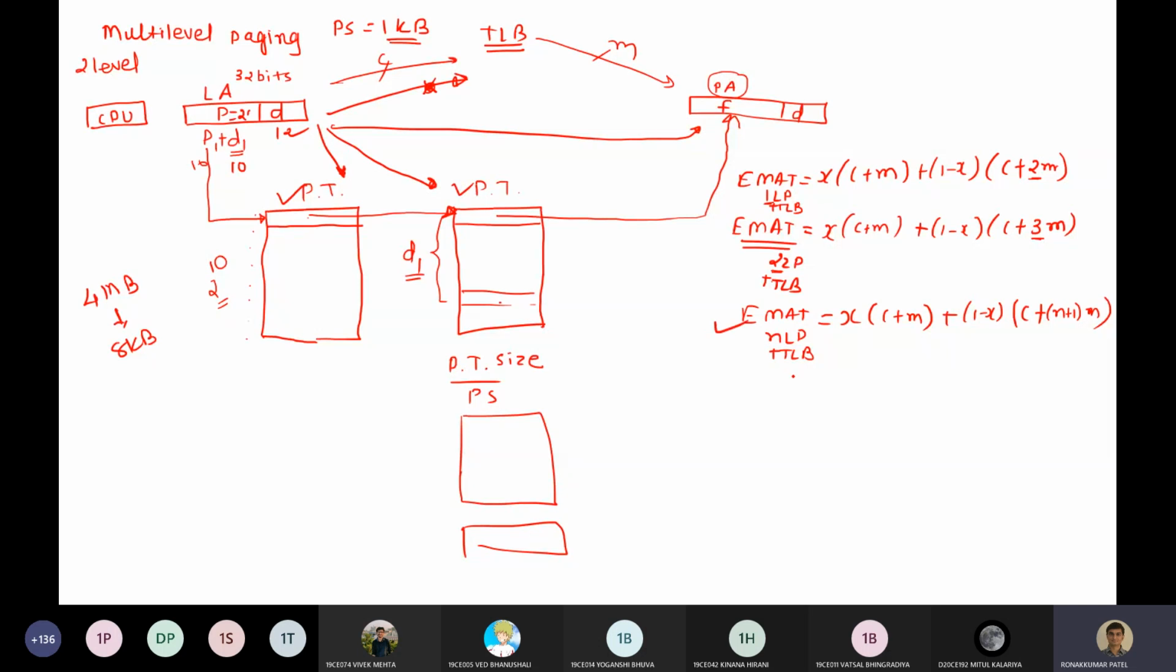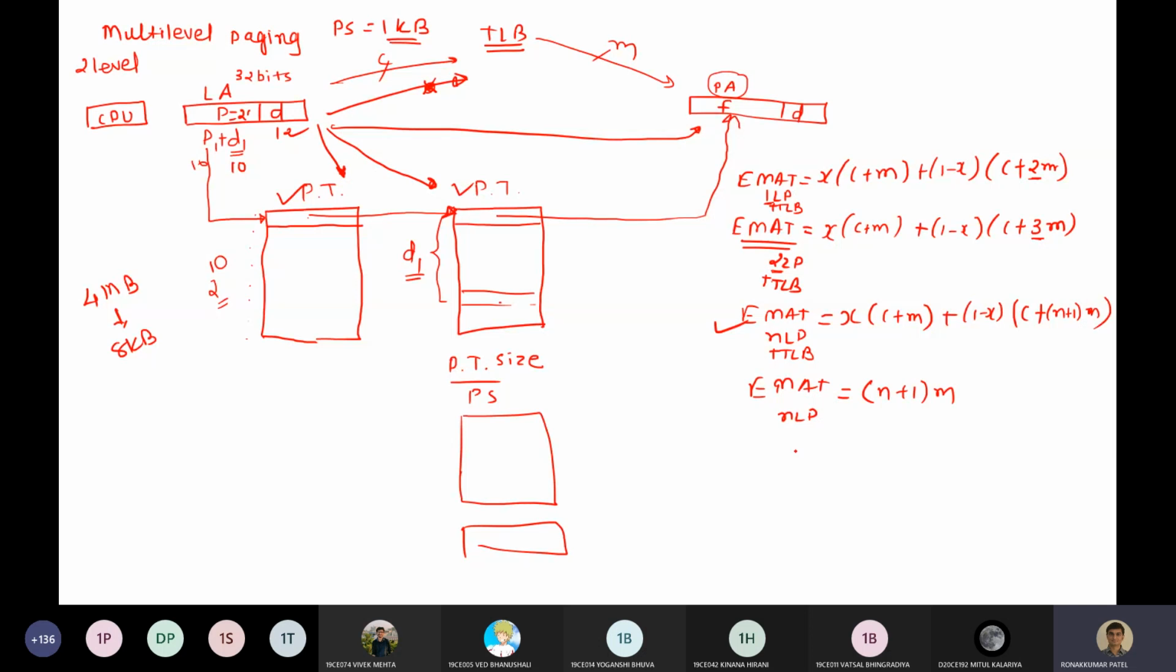So this is the general equation. And without TLB, if I need to write the access time for n level paging, it is equal to what? Here it was 2M, here it was 3M, so here it will be n plus 1 M. This is without TLB. Since there is no TLB, it will not search it, so directly it will go like this.